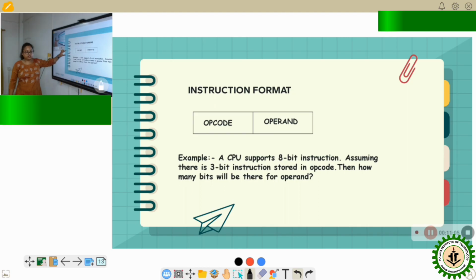The opcode, or operation code, tells the CPU which type of operation you are performing, whether addition, subtraction, and, or, and so on. And from where the operand will be fetched, means from memory, from accumulator, or from register. From where we will fetch the data, that is the operand's role.